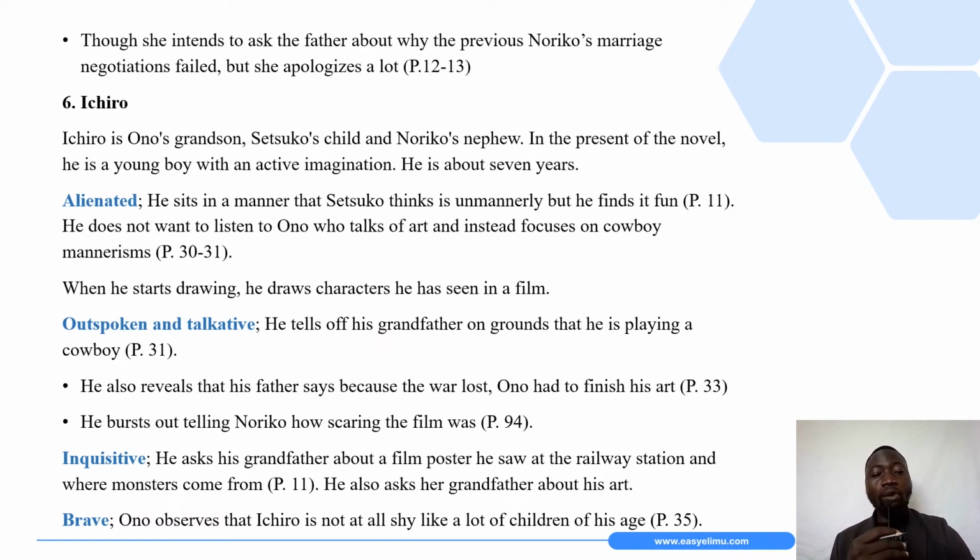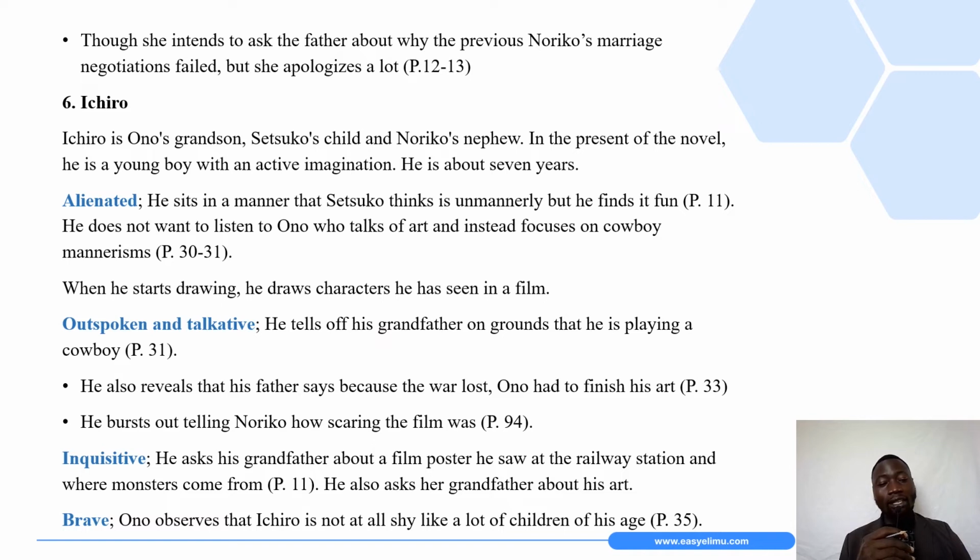So Ishiro is also outspoken and talkative. He tells off his grandfather on grounds that he is playing a cowboy. So he also reveals what his father says, that because the war was lost, Ono had to finish his art. Again, he bursts out telling Noriko how scary the film was. That is the film that they watched with his grandfather, Ono. Ishiro is also inquisitive. That is, he asks his grandfather about a film poster he saw at the railway station and where monsters come from. So he also asks Ono about his art.